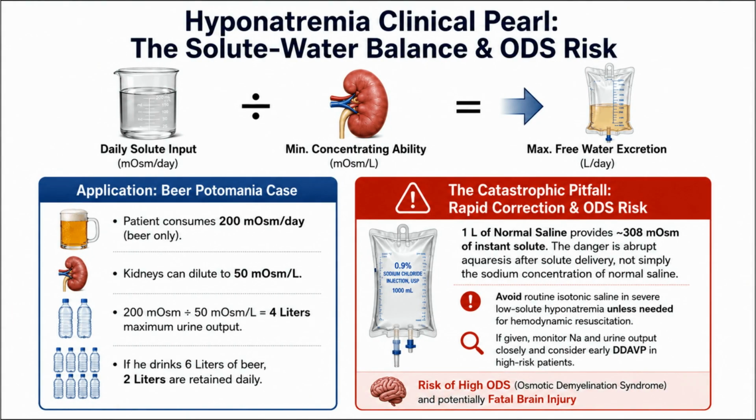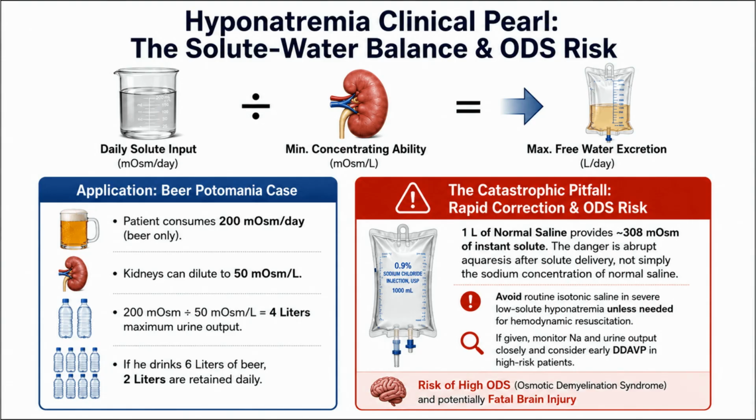Maximum free water excretion is determined by daily solute excretion, divided by the lowest achievable urine osmolality. In hyponatremia, solute intake may be only 200 milliosmoles per day. If the kidney dilutes to 50 milliosmoles per liter, maximum urine output is about 4 liters. If the patient drinks 6 liters, 2 liters are retained.